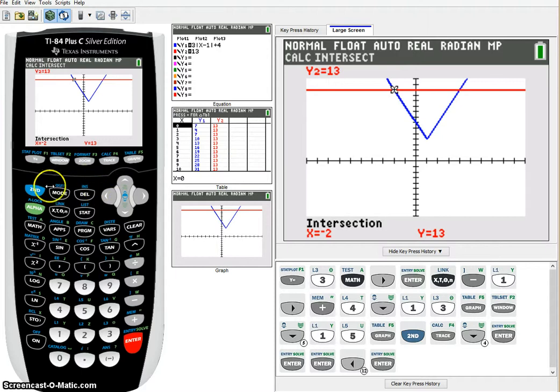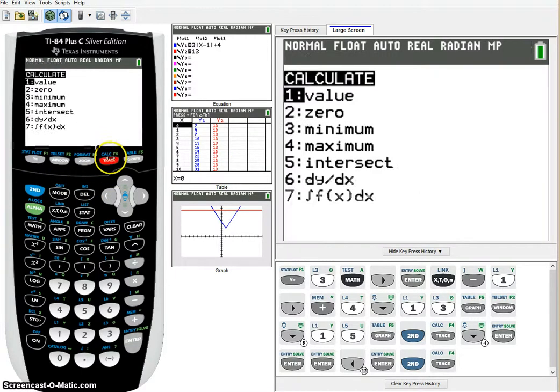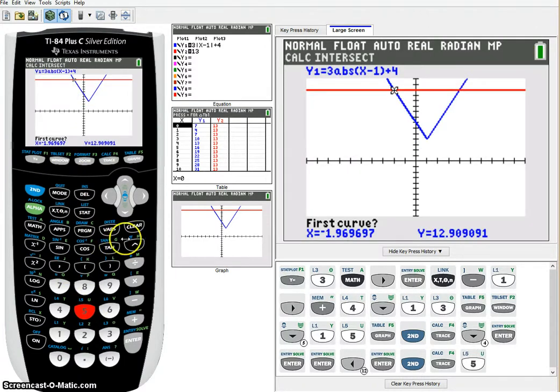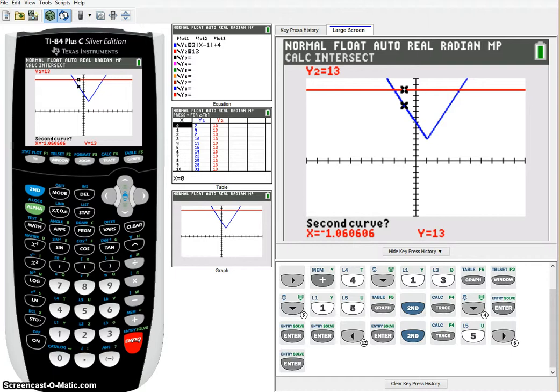So now we need to do it for the other intersection. So we do the same thing, second, calculate, and we're looking for the intersection, so that's option 5. And we can scroll until we're certain we're on one of the 2 curves. So we're on the blue one, we hit enter. Now we're on the red one, we hit enter.